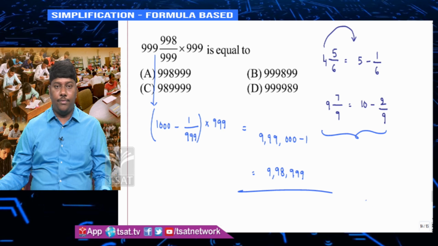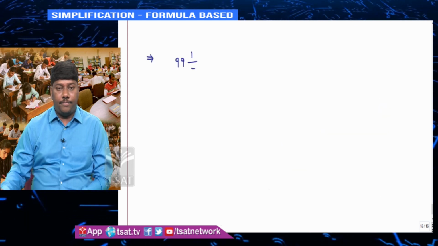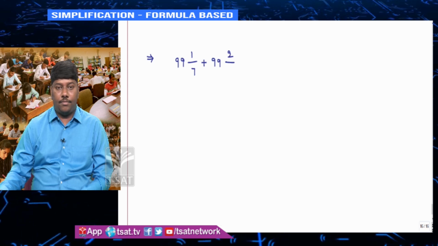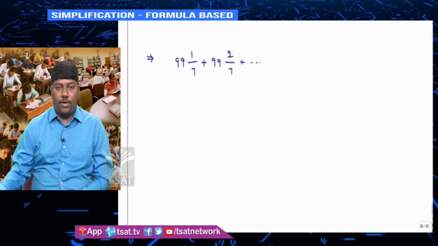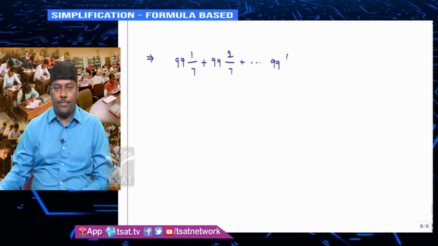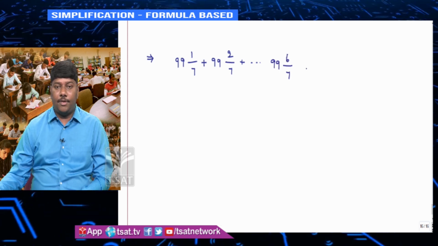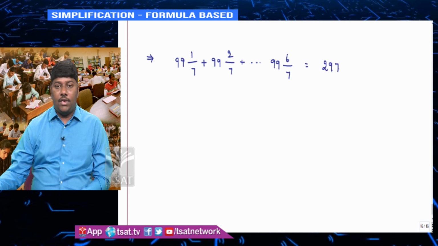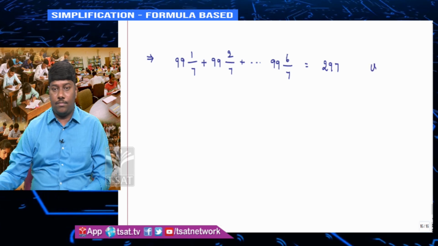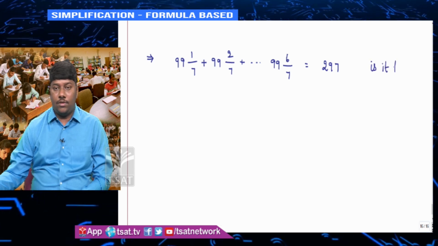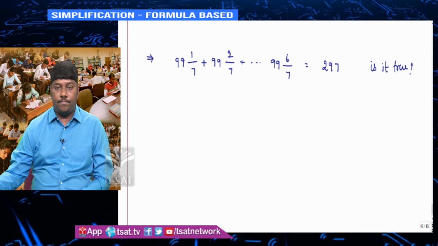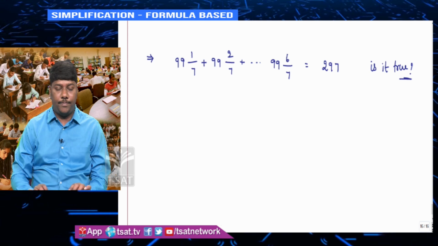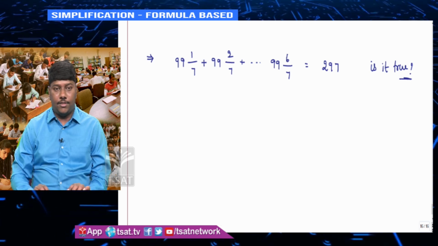Sometimes they can also ask you 99 1 by 7 plus 99 2 by 7 plus so on 99 6 by 7. Let's say sometimes they will give you is equal to 297. Is it true or false? Let me ask you which of the following options are true, or is it true or false? Now we will actually try to find out the answer here.